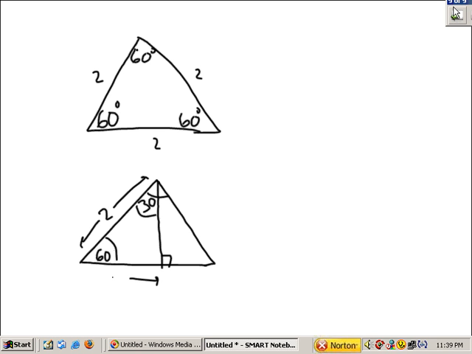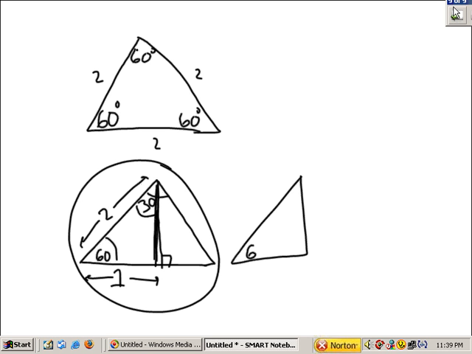But this distance was cut in half. It used to be 2, but this is a perpendicular bisector. It cut it in half. So now this is 1. That is, we now have the left half of this triangle. I just drew it. It's 60 degrees, 30 degrees, the right angle. This is 1, this is 2. Pythagoras would come along and conclude the other side.